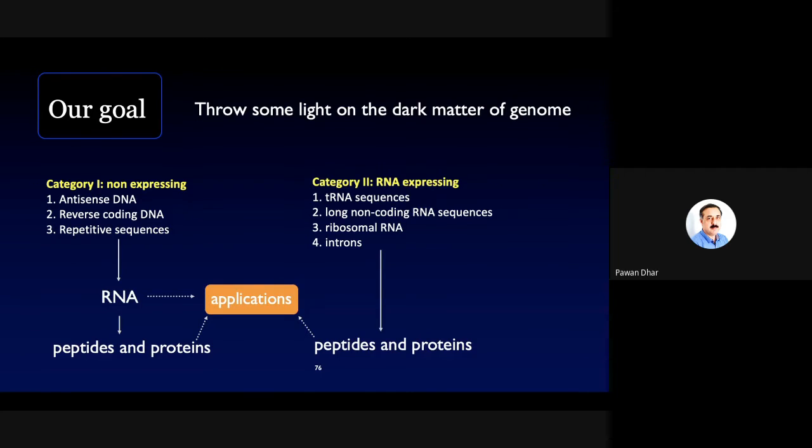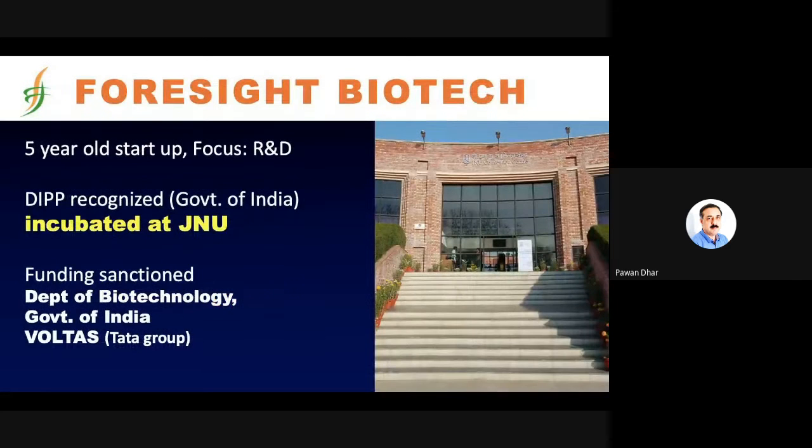Our goal is to throw some light on the dark matter of the genome. There are 2 categories of sequences. One is strictly non-expressing, the other one is RNA expressing. So we have converted tRNA into tRNA-encoded peptides. We are now, after long non-coding RNA, ribosomal RNA, and introns, we want to make peptides and proteins out of that, and a fairly good amount of bioinformatics work has been done. And now, after maybe a couple of months, we'll start the experiments and look at the applications.